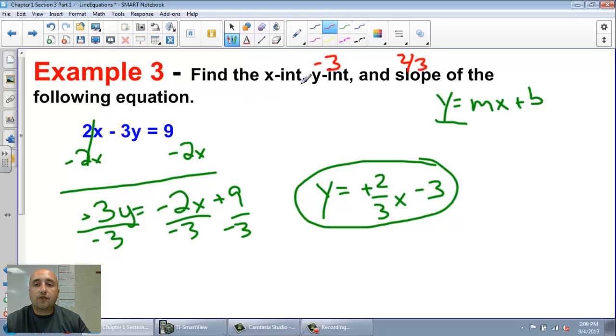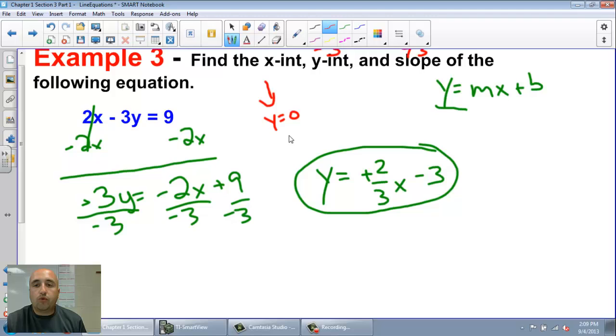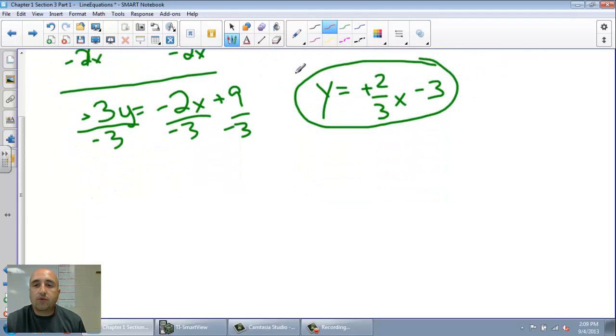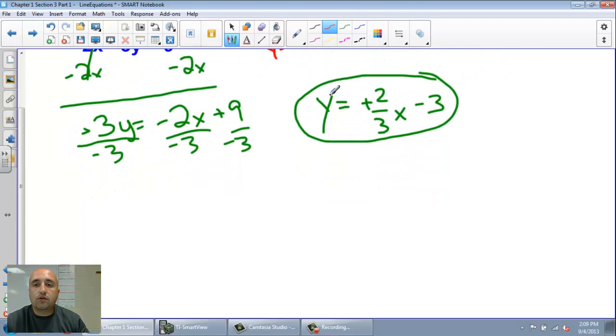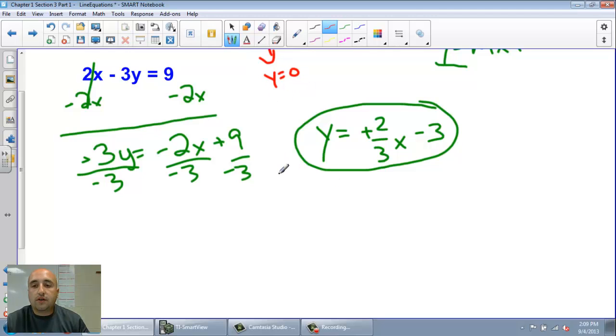Now all we need to do is figure out the x-intercept. So once again, remember from the first section, what do we know about the x-intercept? Y equals 0. So what we're going to do is take this equation that we figured out, and plug in 0 for y. Okay? So 0 equals 2/3 x minus 3. So what we're going to do now is use our algebra skills to solve for x, because that's the only variable that's left over. So I'm going to add 3.